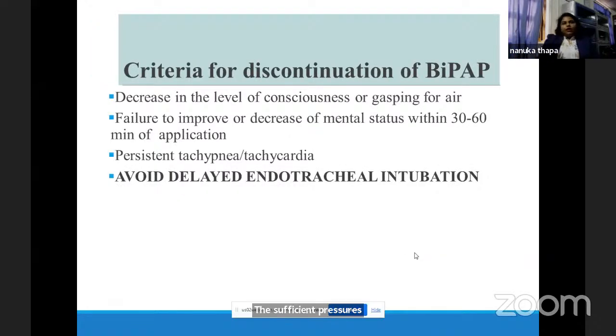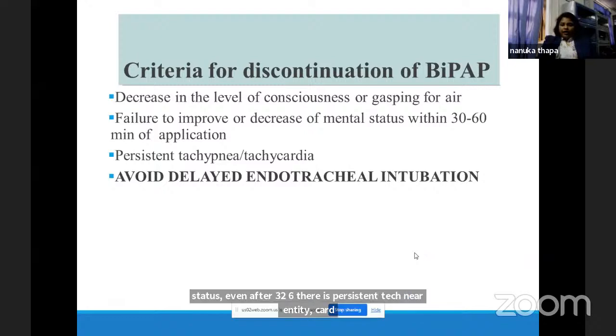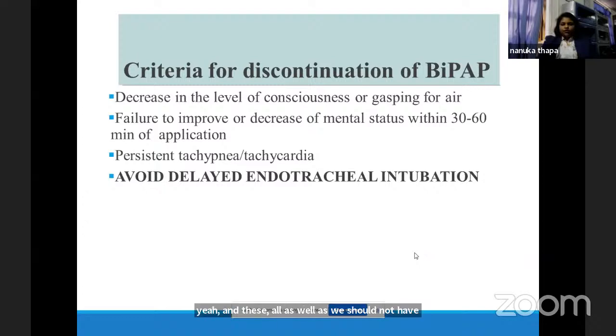And when should you know that BiPAP is not going to help and you should stop? If there is a decrease in the level of consciousness or gasping of air, failure to improve, or a decrease in mental status, even after 30 to 60 minutes of application of BiPAP, there is persistent tachypnea and tachycardia, then we should not have any delay in endotracheal intubation. If you think that you should intubate, go ahead.